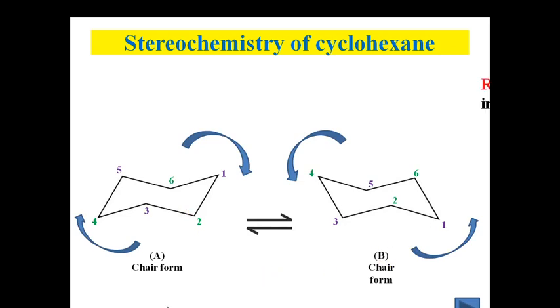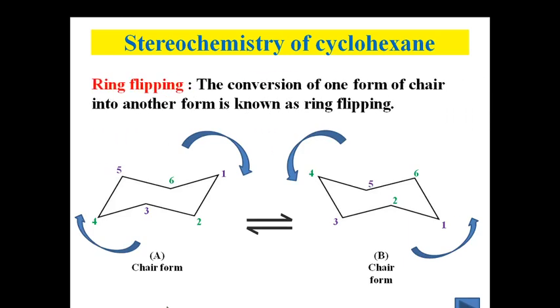This phenomenon is known as ring flipping. The conversion of one form of chair into another form is known as ring flipping. I think all of you are now getting a clearer idea of what ring flipping is. One chair form is converted into another chair form. See here, carbon number 1 is going down and carbon number 4 is going up.